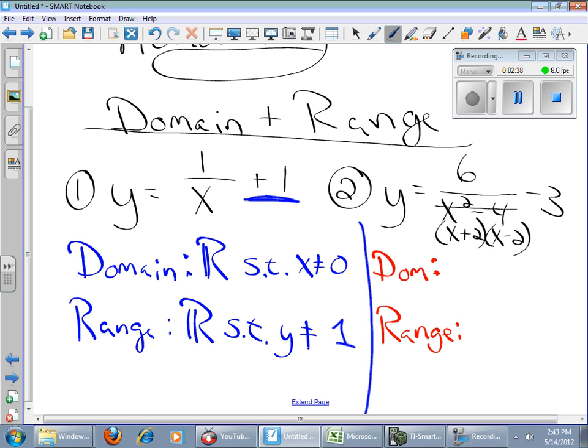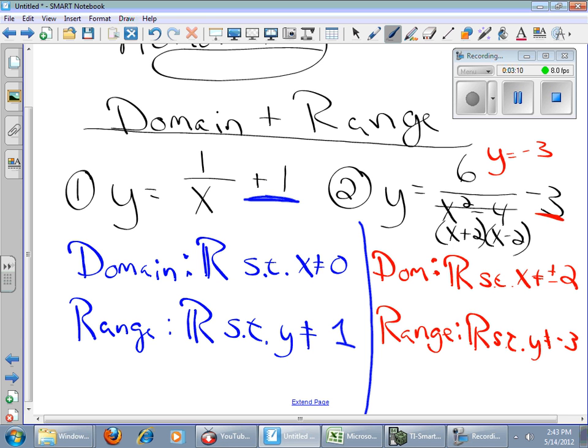All right, so my restrictions on x, I'm going to say that the domain can include all real numbers such that x cannot equal plus or minus 2. Those are the only restrictions on x. My range will be all real numbers such that, and remember my horizontal asymptote, what number y cannot be? My horizontal asymptote, well, y equals -3, right? Y cannot be -3. There you go, domain and range.